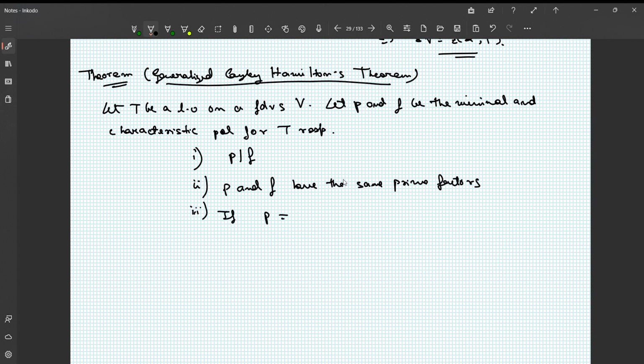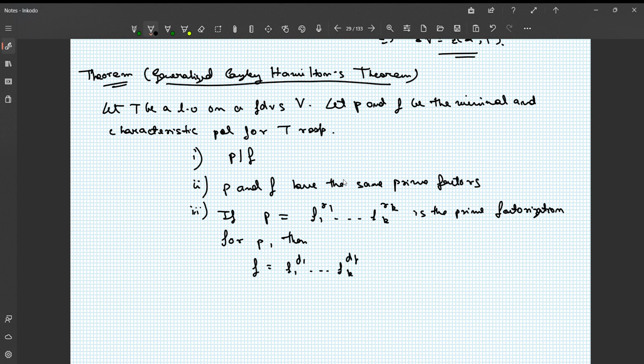And number three, we have that if we have a certain prime factorization of p, so if I can write p as f1 to the power r1 and so on till fk to the power rk is the prime factorization for p, then we have the structure of f given as f1 to the power d1 and so on till fk to the power dk, where this di is given as the nullity of fi to the power ri, divided by the degree of fi. Okay, so this is the generalized Cayley Hamilton's theorem.